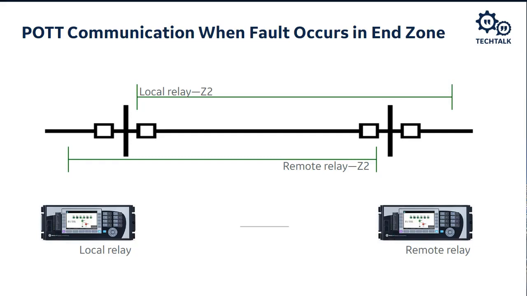And what I can do is I can say, if I have a fault on zone 1 on one relay, I can send a permissive signal from the other relay if the zone 2 element picks up. And what that does is that lets me trip fast for any fault on that line.